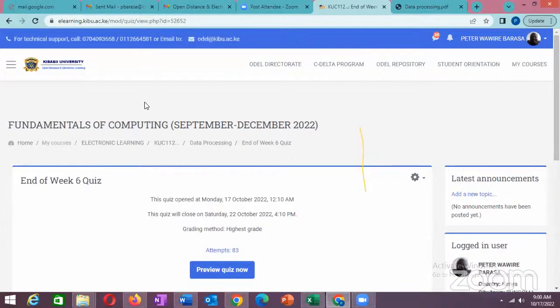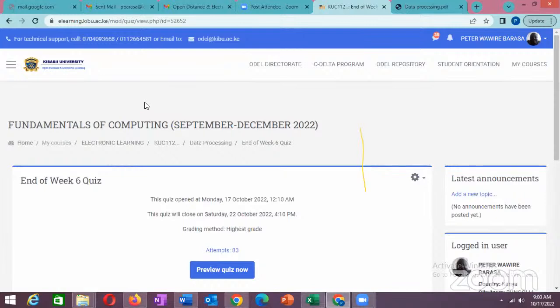Once the directorate is ready, we are going to have an online CAT. It will be a one-day CAT for all of you. So just ensure that you have stable internet, and then we will be able to communicate and you will be able to do the CAT.